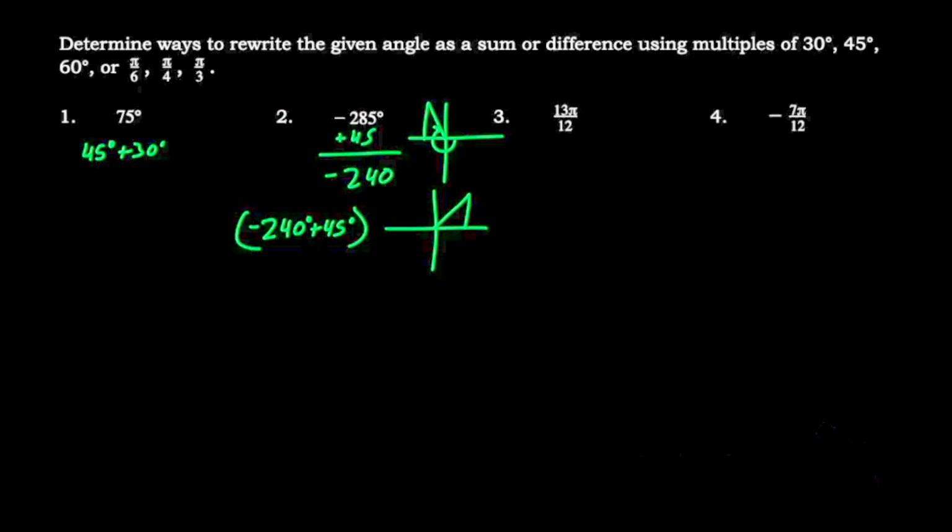But we're not just arbitrarily picking any numbers for our angles, we're picking angles that come from special triangle like reference angles on the unit circle.